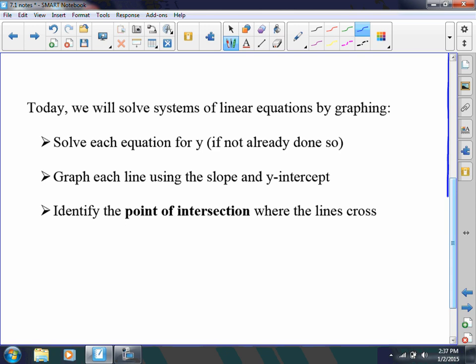Now, most of the time the lines cross. I think for all of the problems we're going to practice today, they do cross. But there are a couple of special cases that we'll talk about in the future where the lines don't cross, and we'll talk about what that means when we get there.